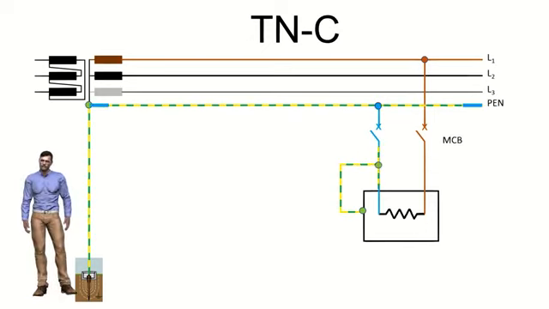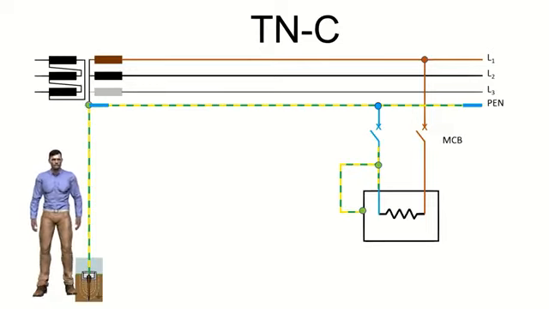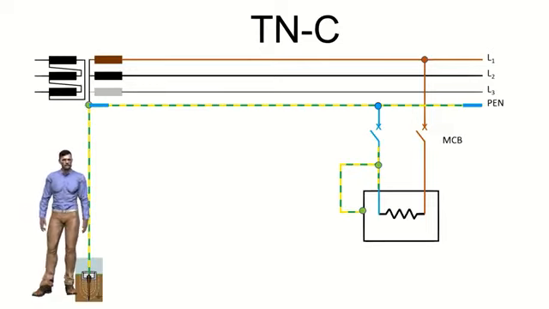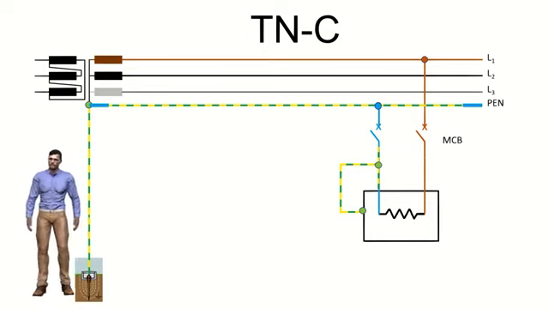TNC diagram. In this other diagram we see that the neutral is also grounded, but from this point only one conductor is delivered, that will be the one that reaches the receiving installation and will act as both a neutral and a protective conductor, so we denominate it by the letters PEN.